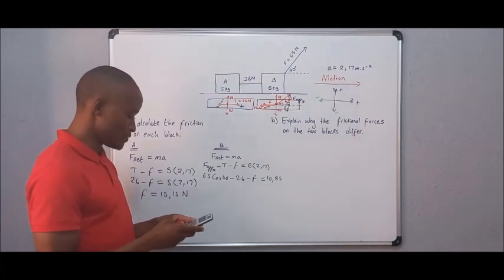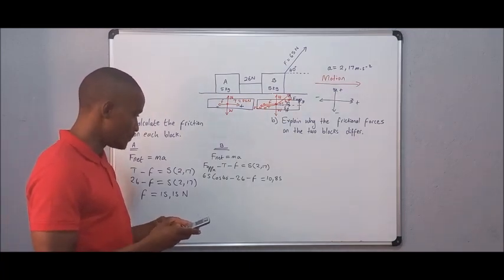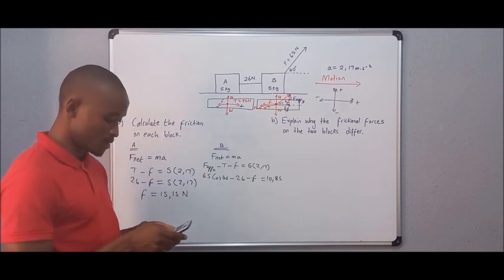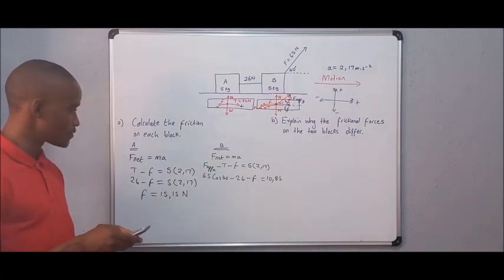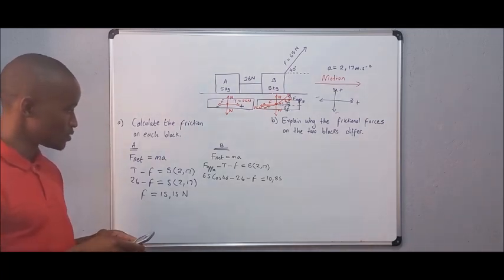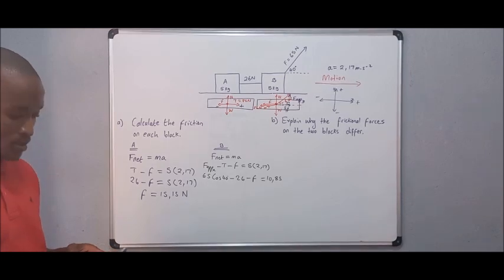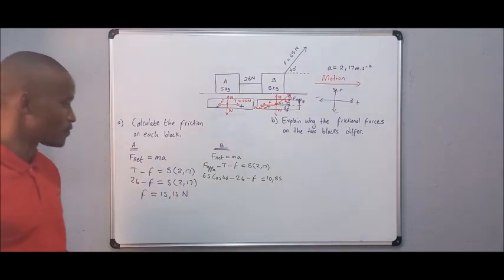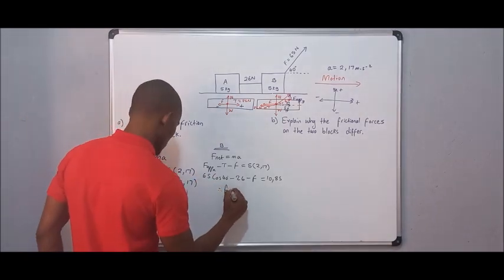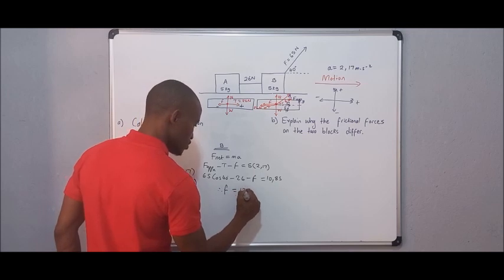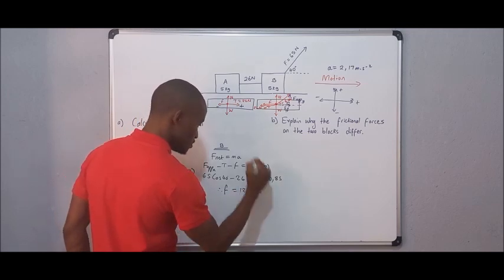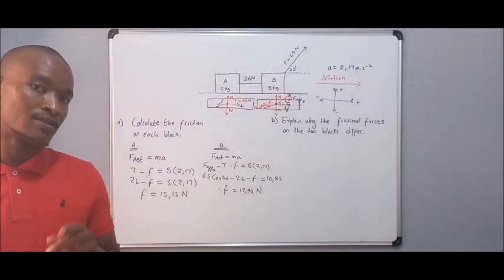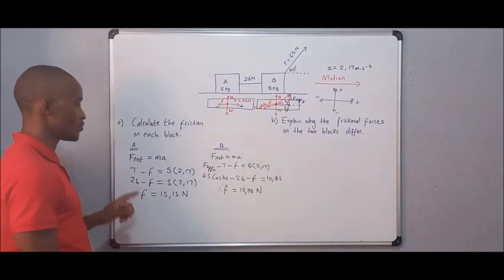All right, 65 cos 40 minus 26 minus 10,85. 65 cos 40, and then it's 36 and then minus 10,85. Good. I get 12,94. Okay, so therefore friction here is 12,94 newtons. Okay, so I trust that that is the answer that you also got. All right, what do we notice?